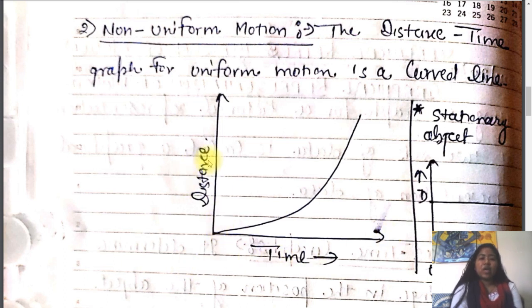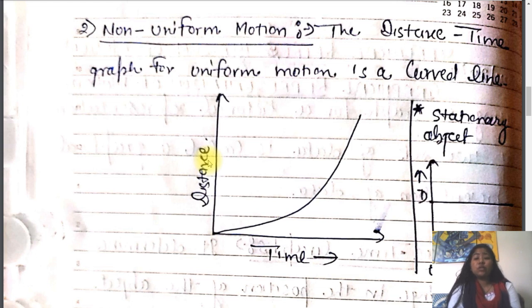Done. So the distance-time graph for non-uniform motion will not be a straight line; it will always be a curved line, because an object in non-uniform motion covers unequal distances in equal intervals of time. Whenever the distance is not equal in every interval of time, we will not get a straight line graph. Right? So always remember one point: for non-uniform motion we have a curved line as the distance-time graph.